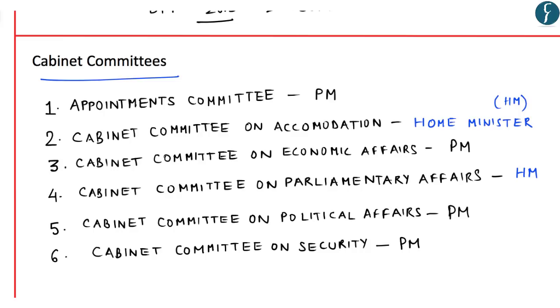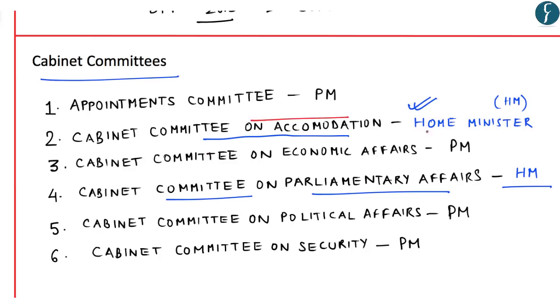So in this aspect, it becomes important to remember about Cabinet Committee on Accommodation, which is headed by the Home Minister, as well as Cabinet Committee on Parliamentary Affairs. This is also headed by the Home Minister. So various prelims questions can be formed on this particular information with respect to which of the following cabinet committees are either headed by the Prime Minister or not headed by the Prime Minister. So in this aspect, one must remember that Cabinet Committee on Accommodation is headed by the Home Minister, whereas Cabinet Committee on Parliamentary Affairs is headed by the Home Minister.